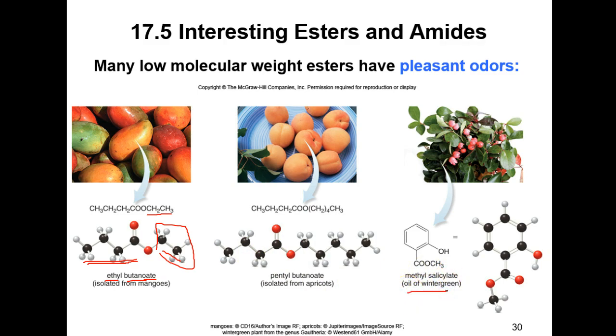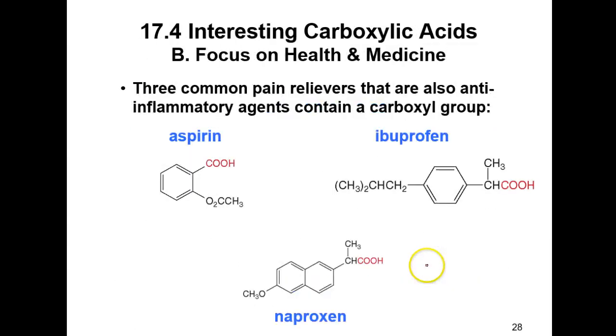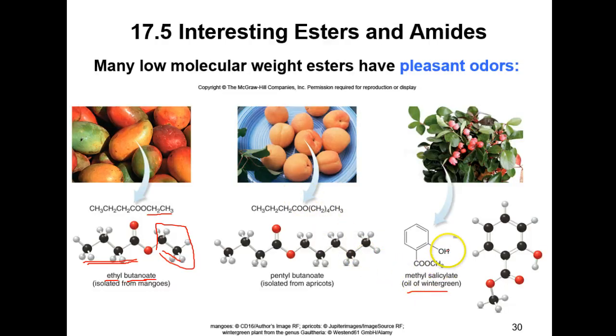Actually, something very interesting. Look at this compound. It's an aromatic ring with an OH and an ester group. And now look at aspirin. It is an ester with a carboxylic acid. So ester, carboxylic acid, and this is an OH with an ester. So it's not much of a difference between the molecules.